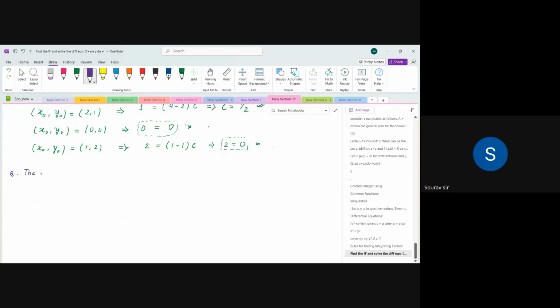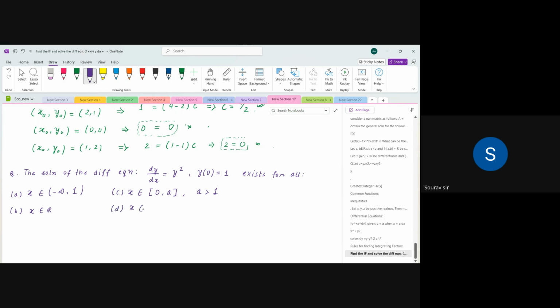The solution of the differential equation dy by dx is equal to y squared, where y of 0 equals 1, exists for: option A, for all x belonging to minus infinity to the open interval 1; option B, for all x belonging to the real numbers; option C, x belonging to some interval 0 to a where a is greater than 1; and option D, x belonging to the interval 1 to a where a is.